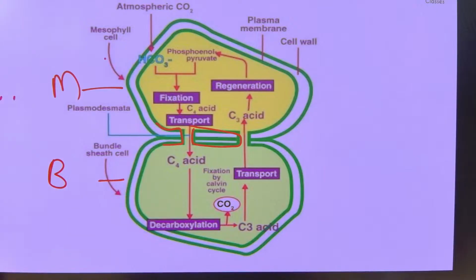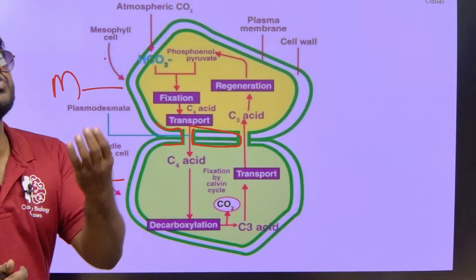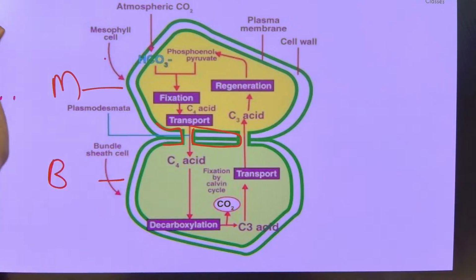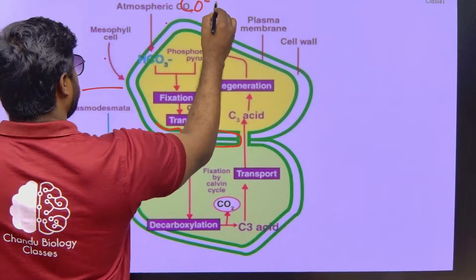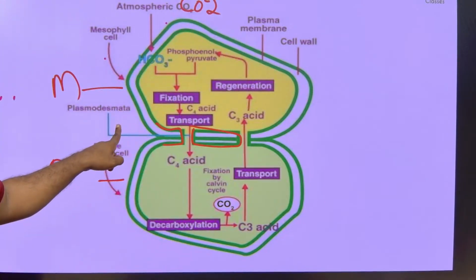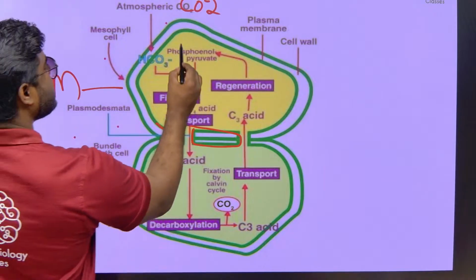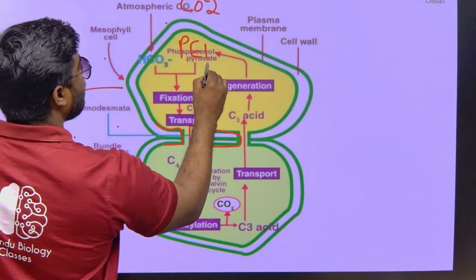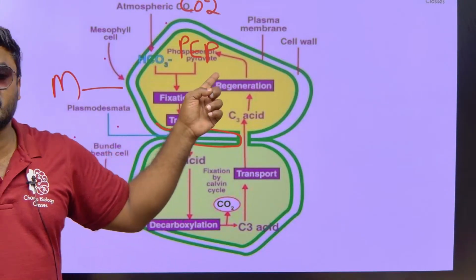Okay. Now focus. In case of a C3 pathway, if I want to fix the carbon, someone has to accept the carbon. Who accepted in C3? RuBP. How many carbon? 5. Wonderful. Similarly, in the C4 also, the ultimate goal is what? To fix carbon. So someone has to accept the carbon. Who is going to accept the carbon? The carbon acceptor is PEP, phosphoenol pyruvate.